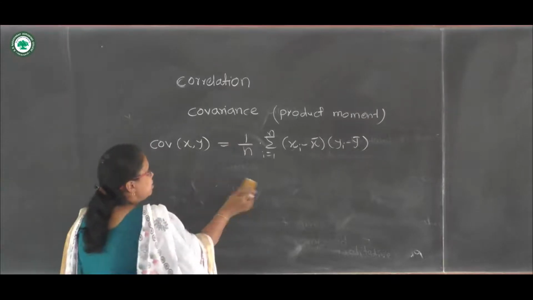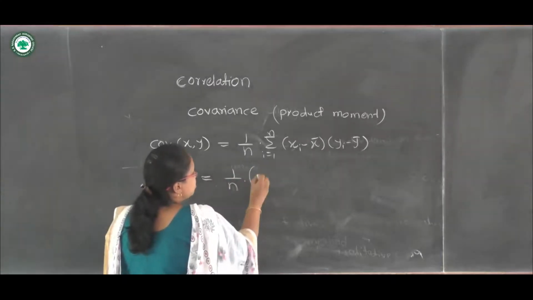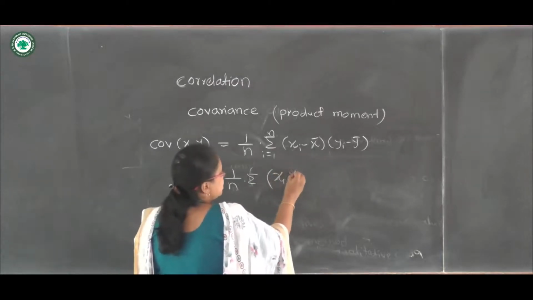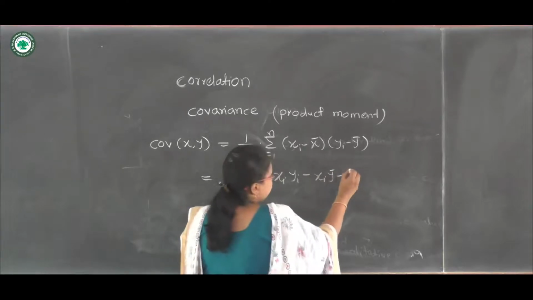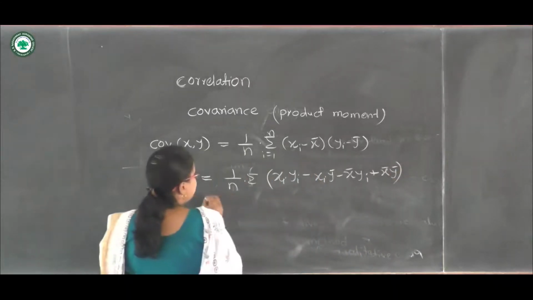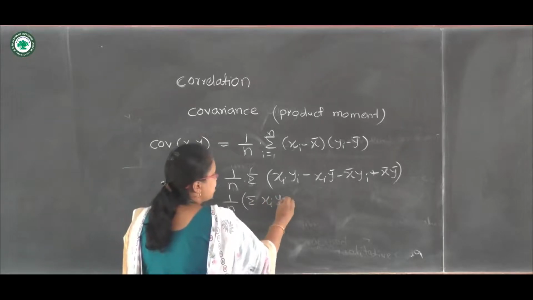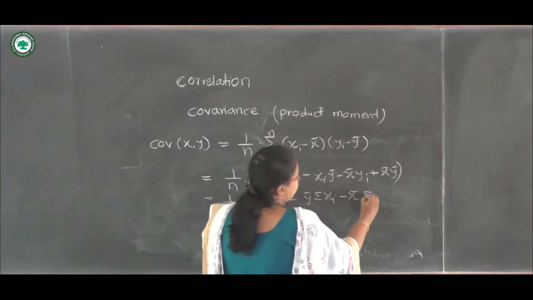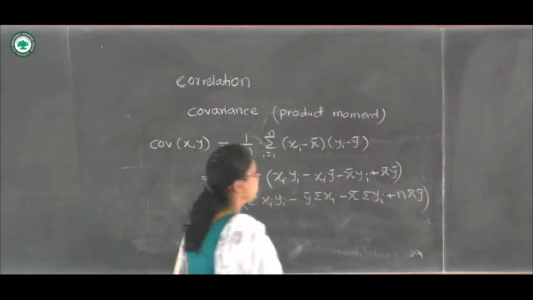Now we can simplify this formula. So summation of, let us multiply these brackets, xi yi minus xi y bar minus x bar yi plus x bar y bar. Let us take this summation sign inside. We have summation of xi yi minus y bar into summation of xi minus x bar into summation of yi plus n times x bar y bar.